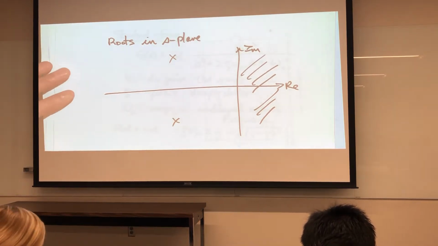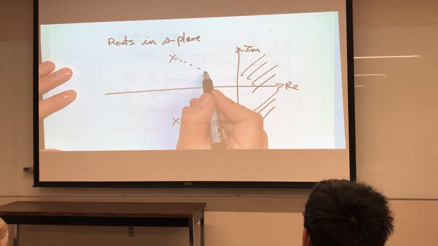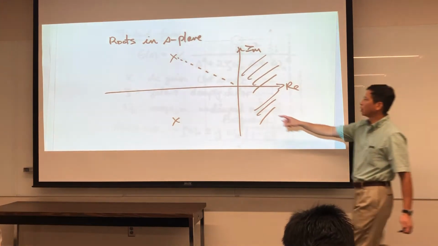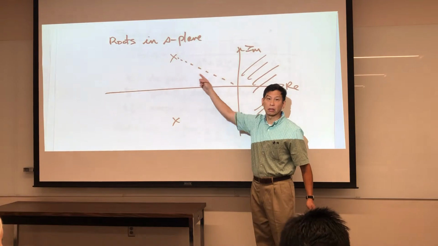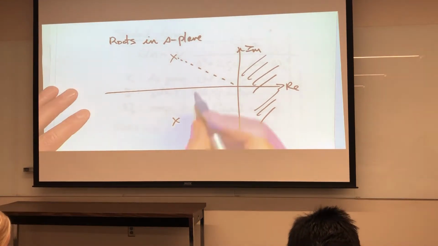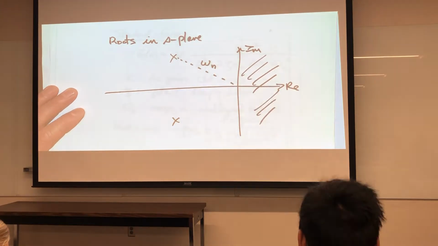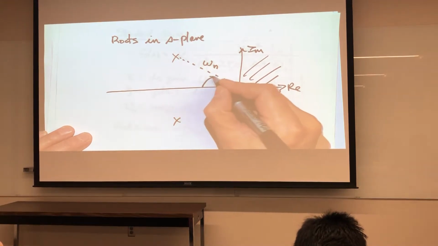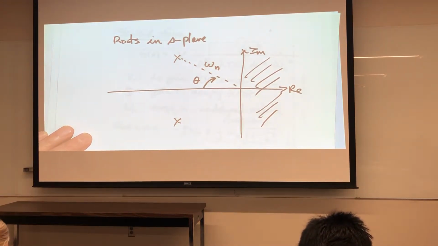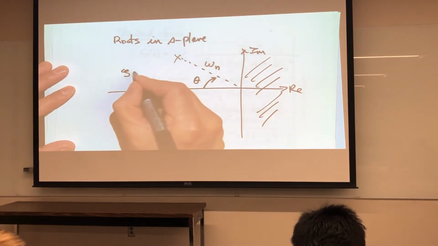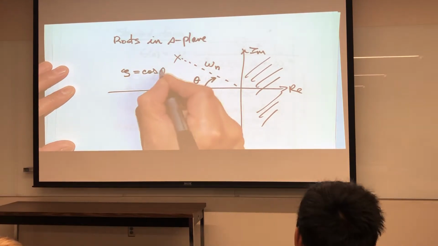Okay? Now, I can draw a line to one of the x's. I could draw a line to this x if I wanted it to be the same length. Okay? The length of that line is omega n. This line makes an angle here. Let's call it theta. Okay? Squiggly, zeta is the cosine of theta.